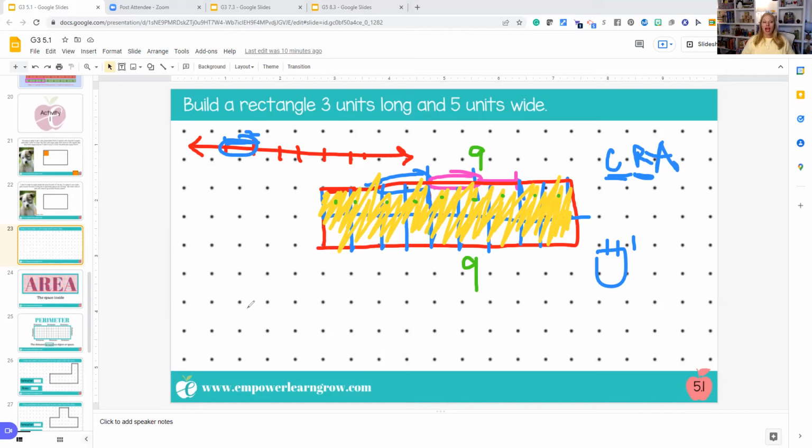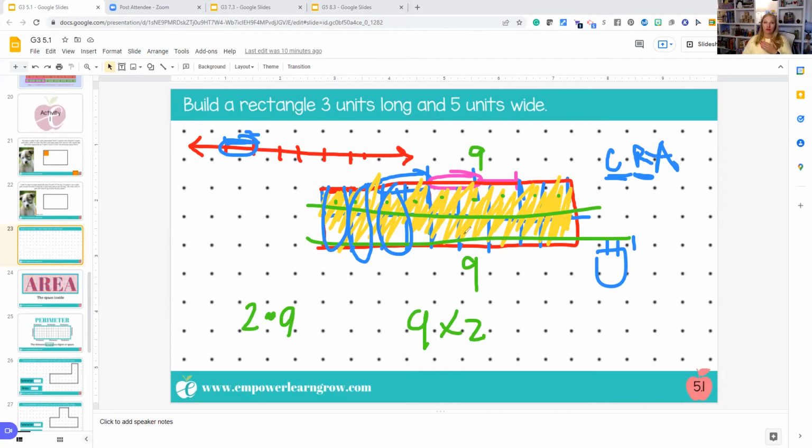And someone else says, well, no, I just did 2 times 9. And I'll say, well, how did you know to do 2 times 9? And they said, because I see 2 rows and they each have 9. Okay, or someone's like, well, I did 9 times 2. Where do you see 9 times 2? They're like, well, because look, there's 9 columns. Show me 1, 2, 3, and they're showing me the columns, and there's 2 in each. Remember, multiplication is equal groups, 2 groups of 9 or 9 groups of 2.